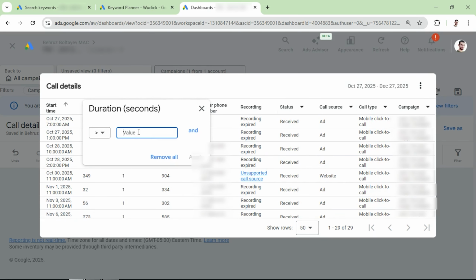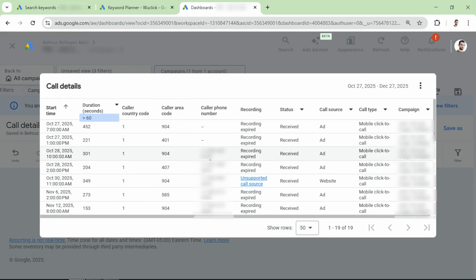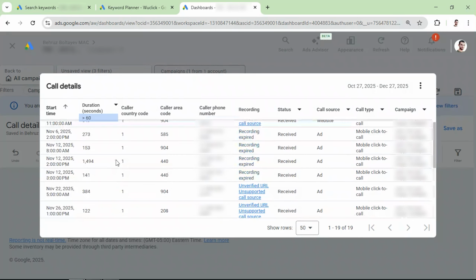So if we sort the phone calls by more than 60 seconds, and we imagine more than 60-second phone calls should be higher quality phone calls, you're going to see that around 19 phone calls out of 29 are higher quality phone calls. As you can see from here, some of them are 7 minutes long, more than 3 minutes long, around 5 minutes long, 3 minutes long. They are most probably higher quality phone calls. As you can see, one of them is close to 20 minutes.